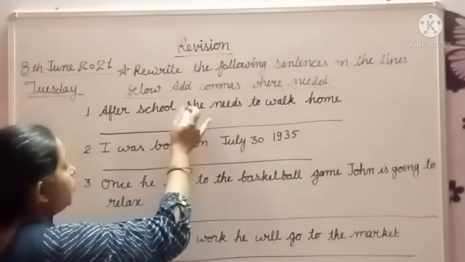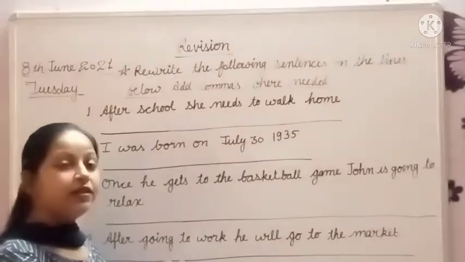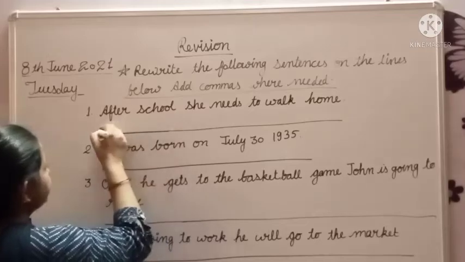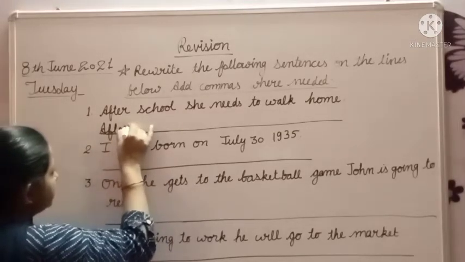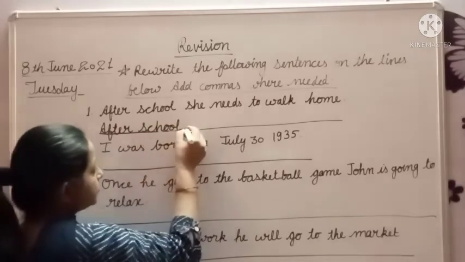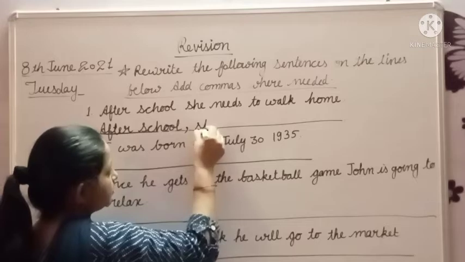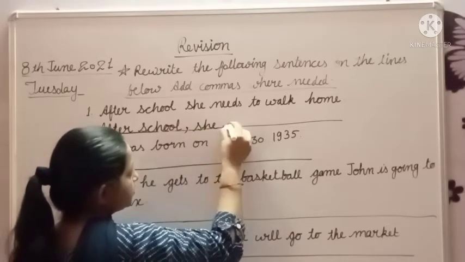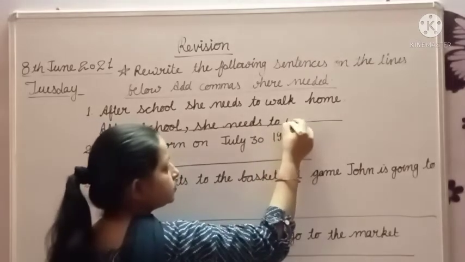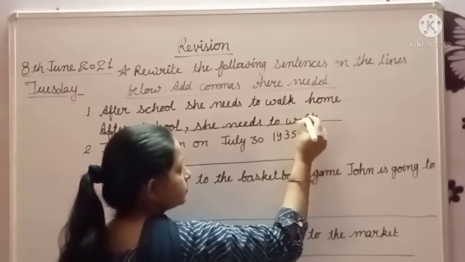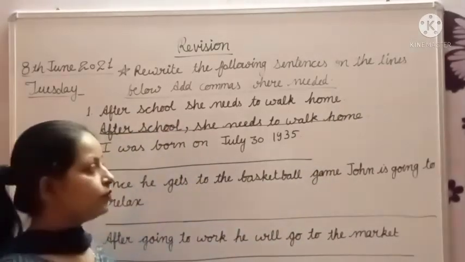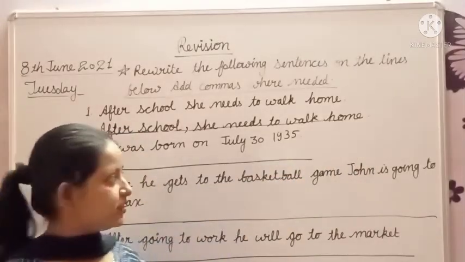Okay. Now, we will rewrite the sentence on the given line. After school, comma, she needs to walk home. Clear to all? And put the full stop. Put a full stop at the end of the sentence.